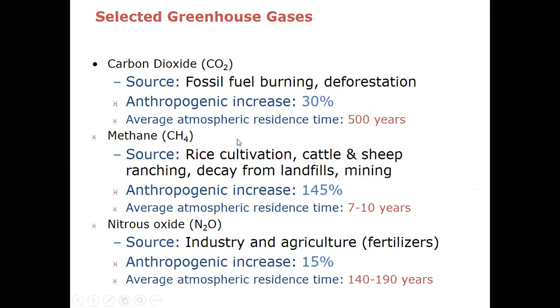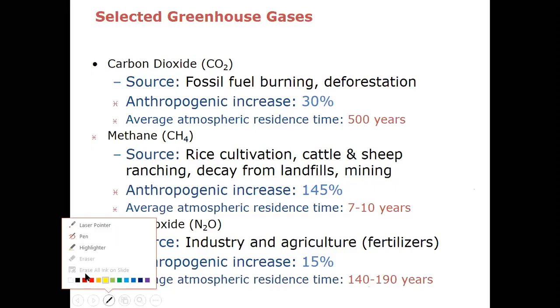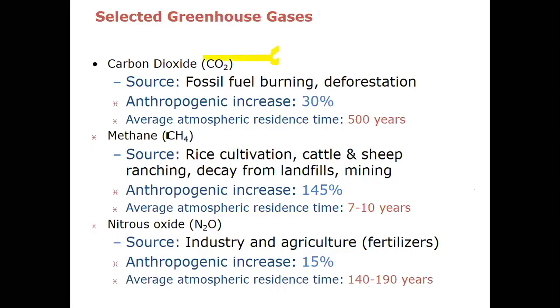So let's see some selected greenhouse gases. Carbon dioxide. These are the sources: fossil fuel burning and deforestation. CO2 is emitted. All of you know the fossil fuel contains organic matter, carbon, hydrogen, oxygen. So during the combustion process, what happens? This organic matter reacts with oxygen and emits CO2, H2O, and other things.